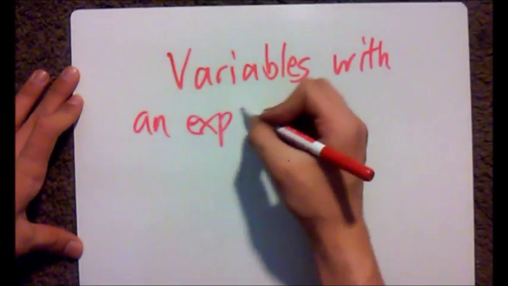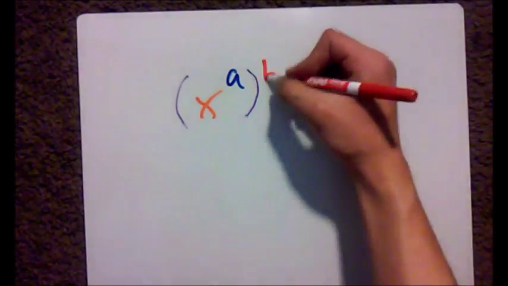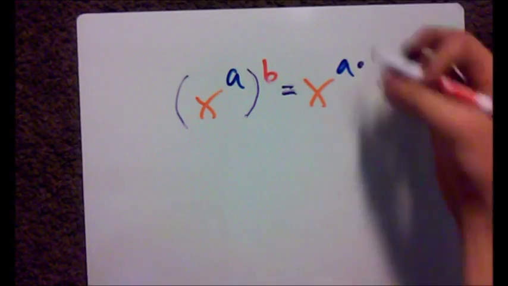The last rule we'll be teaching for exponents is what happens when you have an exponent to an exponent. When you have an exponent to an exponent, you just multiply the two exponents and keep the variable the same.